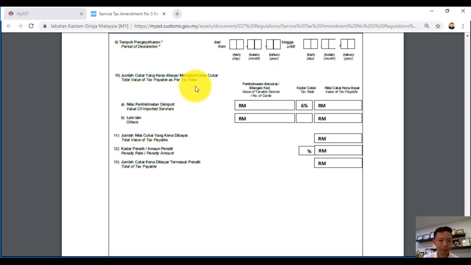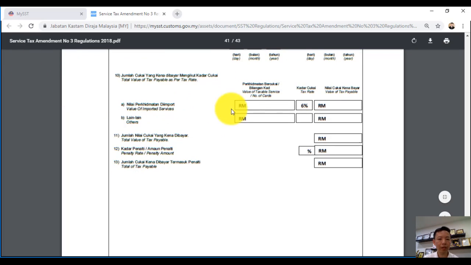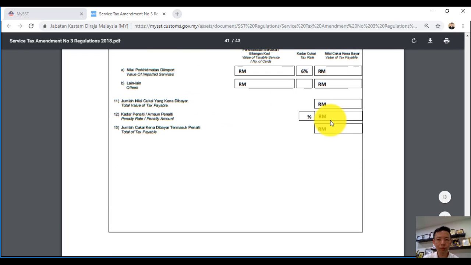Now over here you need to declare the taxable service amount, then 6%. This will be the SST amount, meaning that if the taxable service is 1,000 and you calculate 6%, it is 60, so 1,060 is the total of importation of taxable service for that particular month. If there are others, at this moment there shouldn't be any others, so it's 0. Then you put in the total figure over here, and then the penalty.